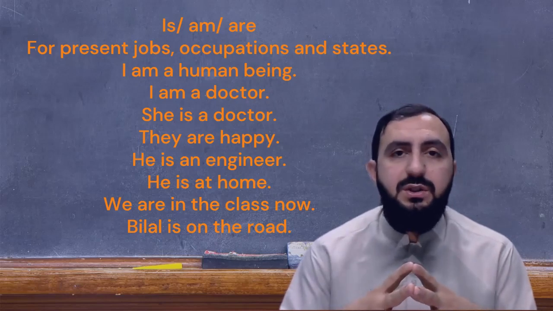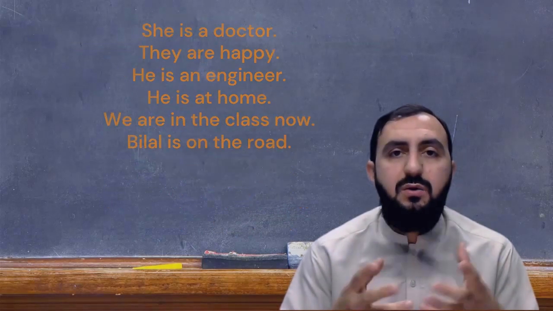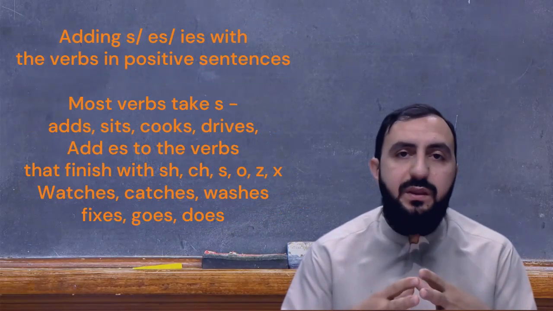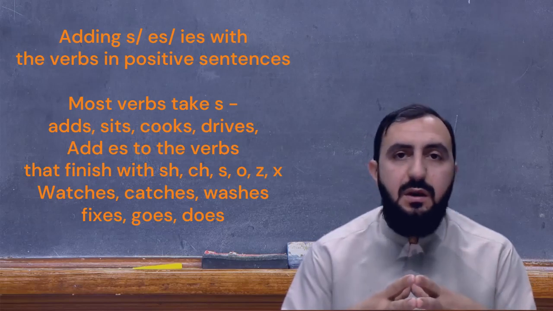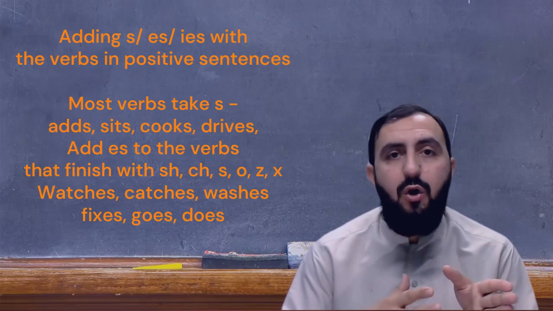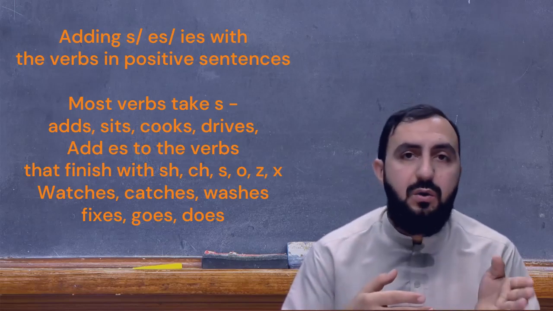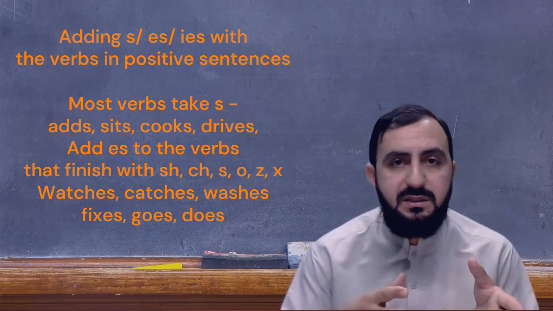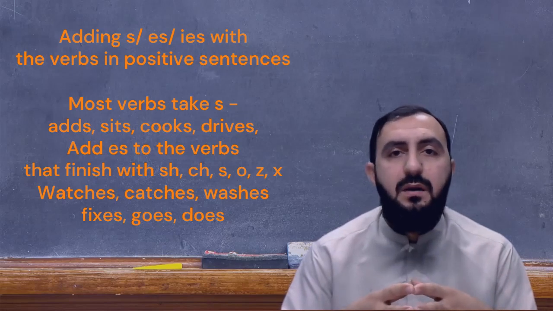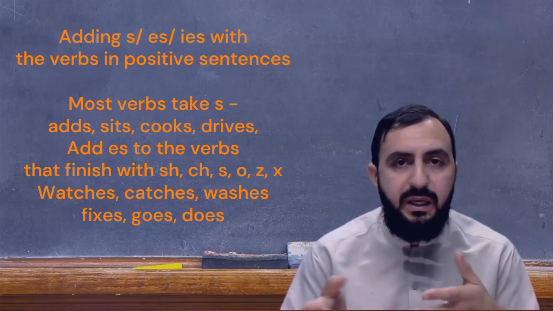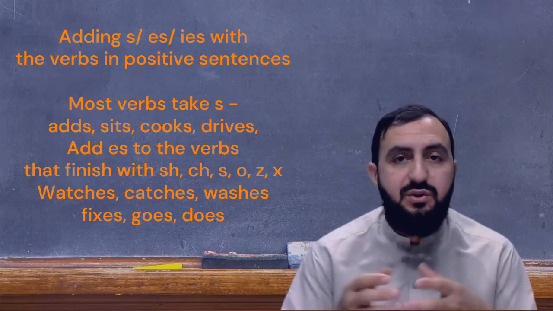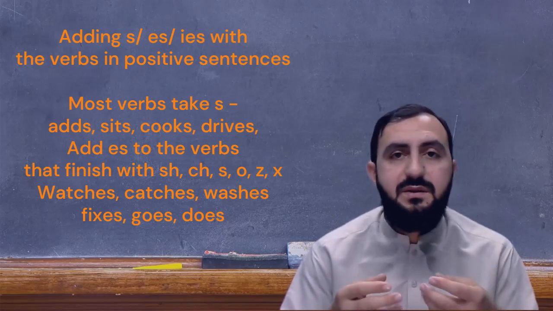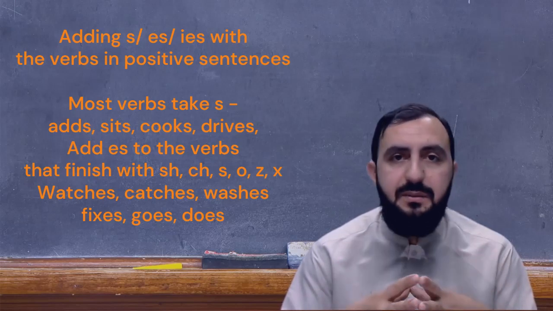Okay, there is a question: how to add s, es, and ies with the verb forms in simple present tense and positive sentences. Normally we add s. For example, we say opens, closes, adds. Similarly, for example, pays, sits, walks, drives. So these are verbs that take s simply.